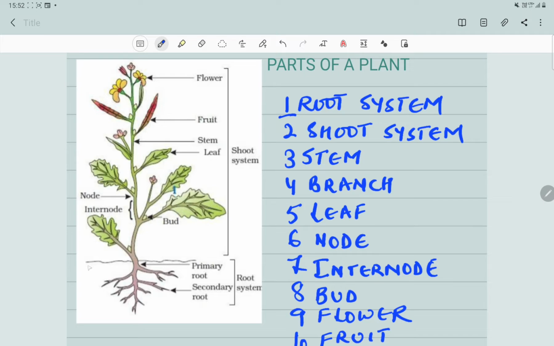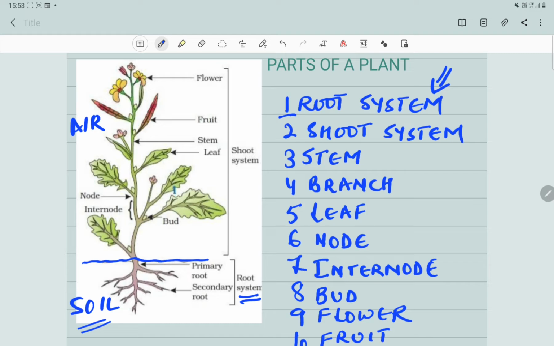Now the plant grows in two locations. One part of the plant is found inside the soil and the other part is found in the air above the soil. The part of the plant which is found under the soil is called the root system, and here is the first part, the root system.